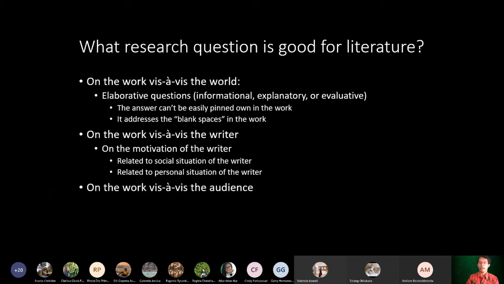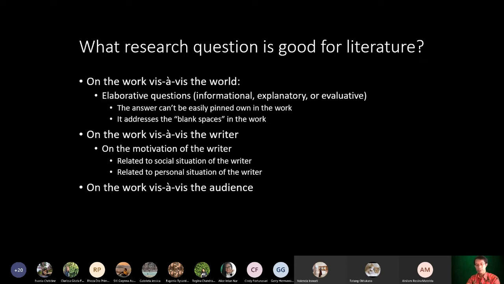Now, we can also ask questions on the work vis-a-vis the audience. When we ask questions like this, do you guys remember what kind of theories we deal with if we talk about a work in relation to its audience?